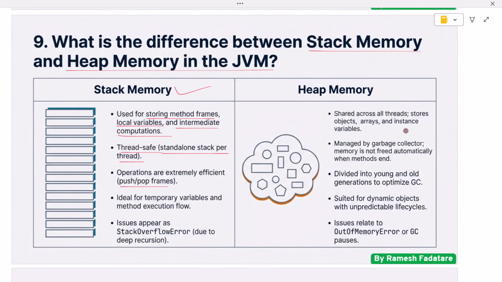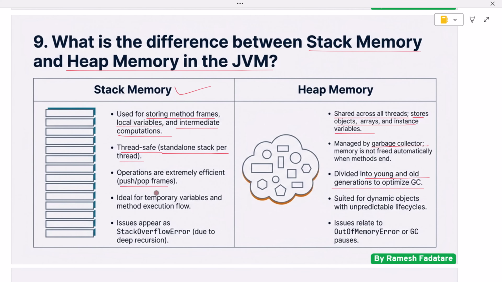Heap memory, on the other hand, is shared across all threads and is used to store objects, arrays, and instance variables. Memory in the heap is not freed automatically when a method ends. Instead, it is managed by the garbage collector. The heap is divided into young and old generations to optimize GC performance.